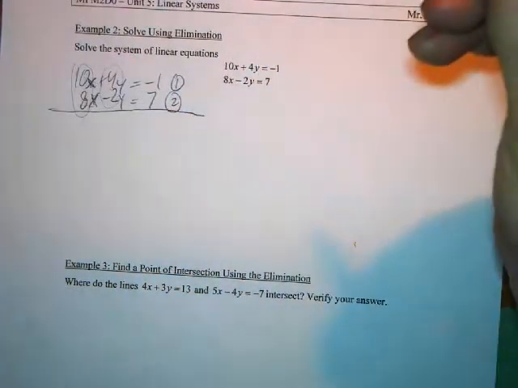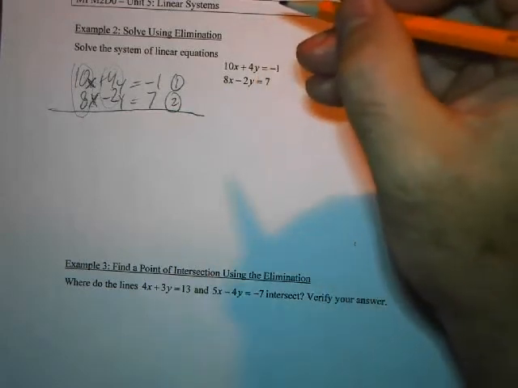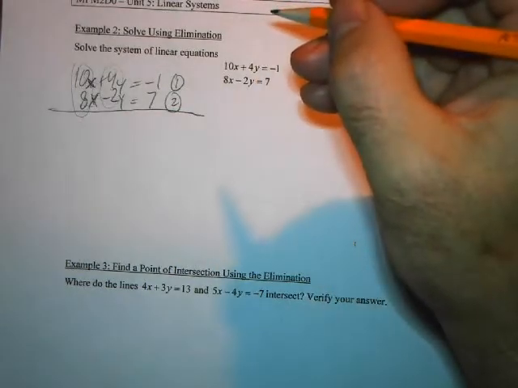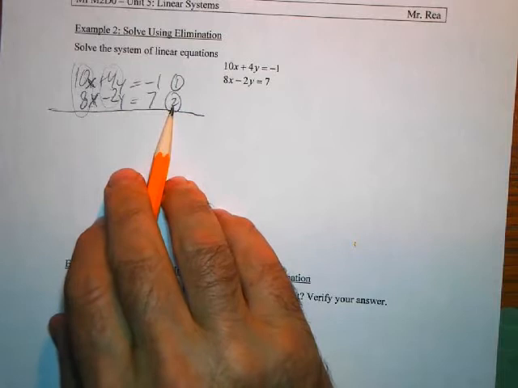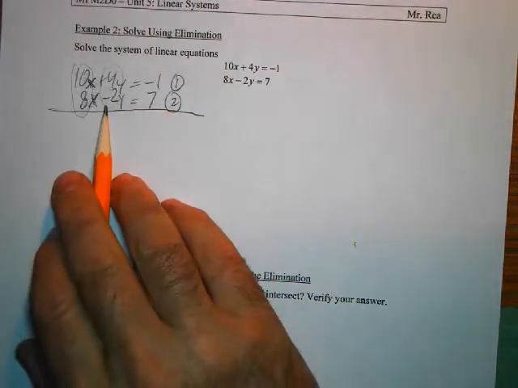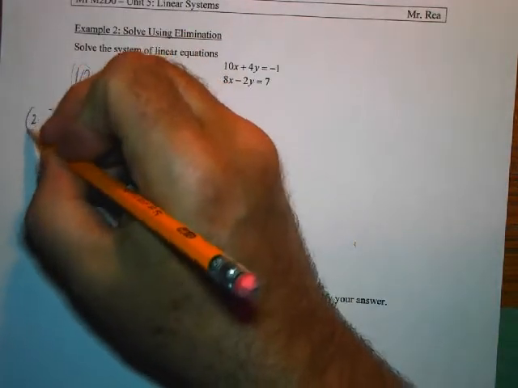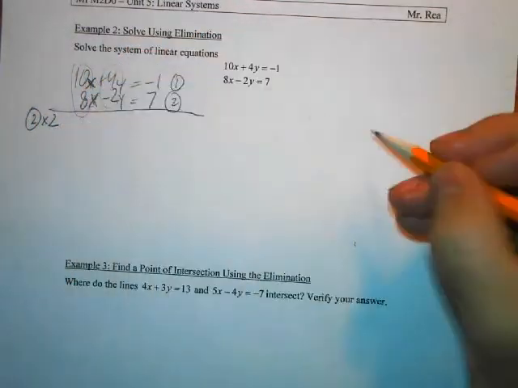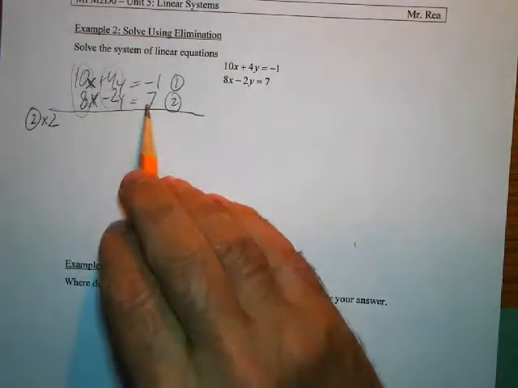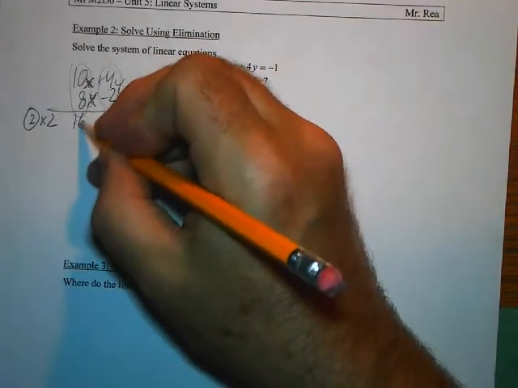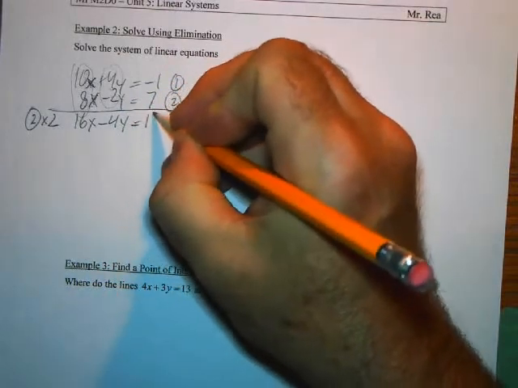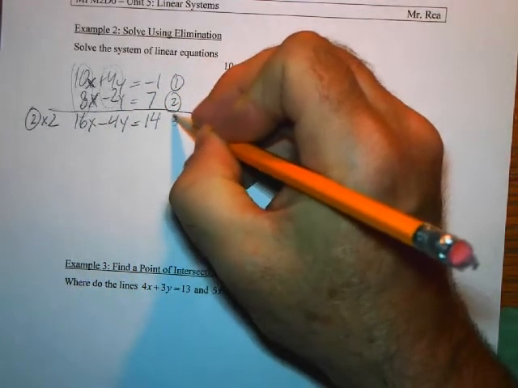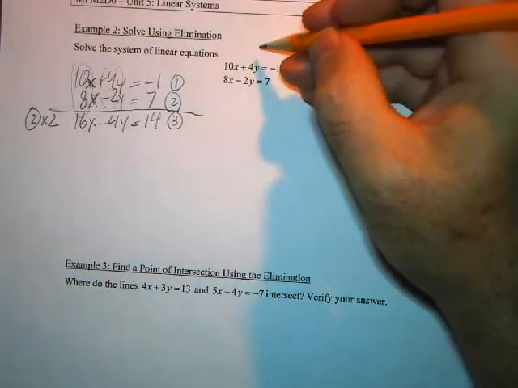Again, communication is king here. You have to tell me what you're doing rather than just write a bunch of random steps and I have no idea what you're doing. So what do we want to do? We want to take this equation, equation 2, and multiply it by 2. So I'm going to put it right here, equation 2 times 2. So now I'm going to double all three of these numbers. I get 16x minus 4y equals 14. And that's a new equation 3, but it's really the same as equation 2.